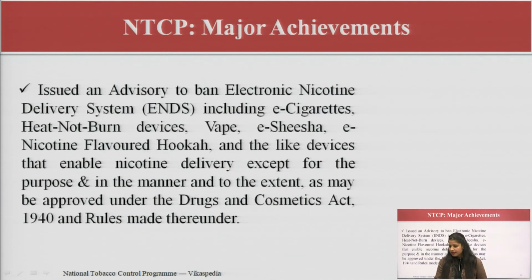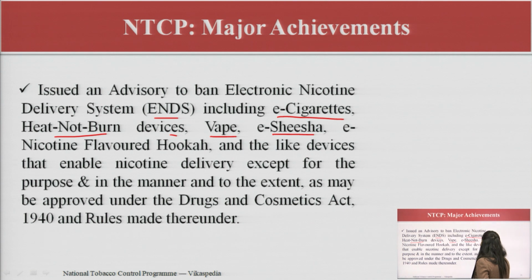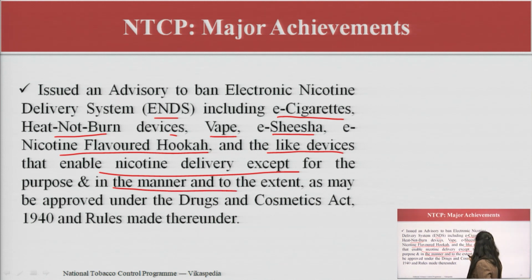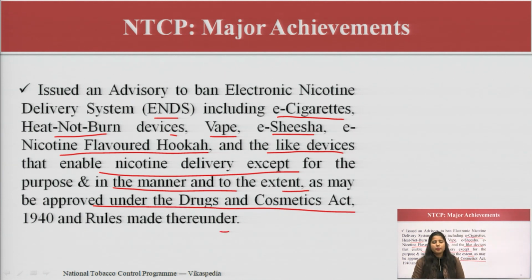Now, the government has also given an advisory to ban electronic nicotine delivery systems. We have smokeless as well as smoking forms of tobacco, and there are also electronic nicotine delivery systems, known as ENDS. They include e-cigarettes and heat-not-burn type cigarettes, then vaporizers, e-hookah, and e-nicotine flavored hookahs, and like devices that enable nicotine delivery, except for the purpose, manner, and extent approved under the Drugs and Cosmetics Act. So, there is a ban issued by the advisory on the use of electronic nicotine delivery systems in many of the forms we have discussed.